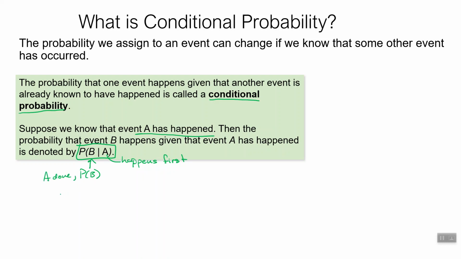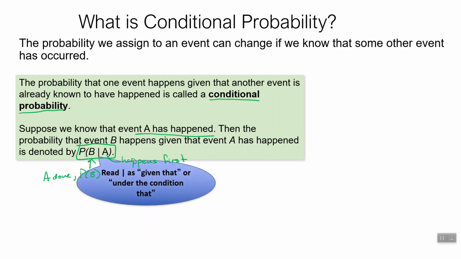All right, so if we're talking about Skittles, maybe we took a Skittle out. It's going to change the total number of Skittles that are left. This is read under the condition that, or given that. I usually just say given that. Given that is what the bar straight up and down means.